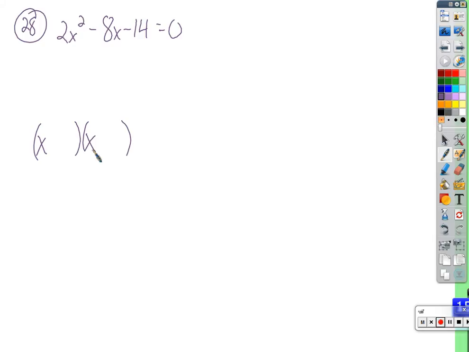So how do we cancel out that 2? Divide this side by 2 and this side by 2, and we get x squared minus 4x minus 7 equals 0 divided by 2, which is 0. And add 7 to both sides, leaving ourselves that little blank spot to fill in, like we've done a few times today. What will these two factors be?